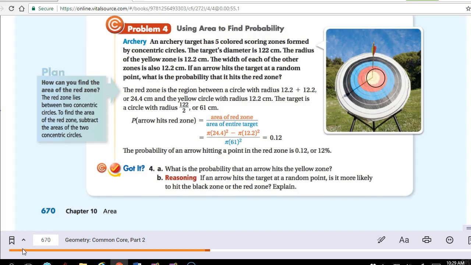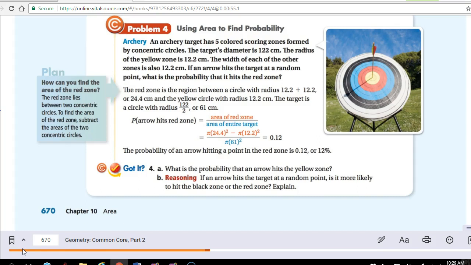So the radius of that, which is just half of it, from here to here, would only be 12.2. The width of each of the other zones is also 12.2, so there would be 12.2 there, and 12.2 there, and 12.2 there, and so on as you go out. If an arrow hits the target at a random point, what's the probability that it hits the red zone?